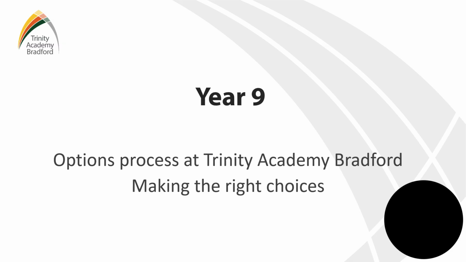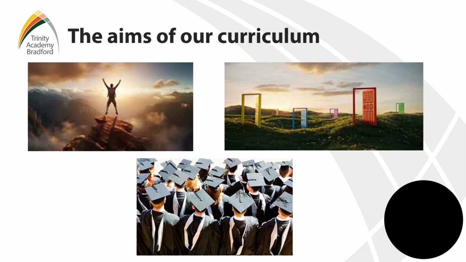This is just a quick video to provide yourselves and the students with a little bit more information about our upcoming options process, which will begin in Term 4. Now, the aims of our curriculum throughout Phase 1, 2 and 3, but primarily focusing on the options process. Towards the end of Year 9, we aim to provide a broad and balanced curriculum which is ambitious in nature and opens as many doors as possible for our students when they leave us at the end of Year 11.